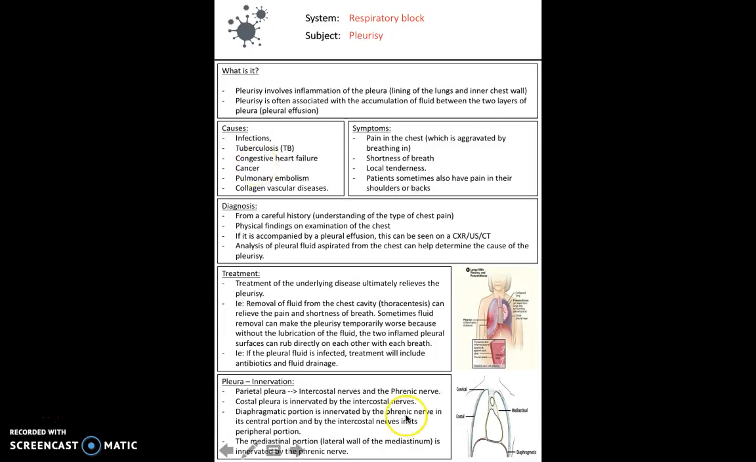So, the only other thing to mention here is the innervation of the pleura. So be aware that the parietal pleura is innervated by the intercostal nerves and the phrenic nerve. The costal pleura, diaphragmatic pleura, and mediastinal portions are ways of categorizing the pleura based on their location, and they've all got a different nerve supply, so be aware of what nerves are affected in what area.